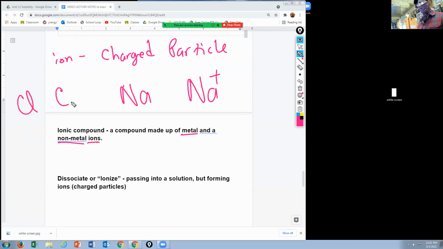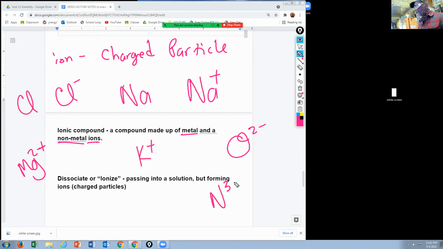You would have chlorine, and you'd have chloride or chlorine ion. And we talked about all these things where you had O2-, and we'd have Mg2+, right? Or potassium K+, or nitrogen N3-, nitride it's called. So we have all these different things. These are charged particles, and charged particles are called ions. And that's very important for us right now.